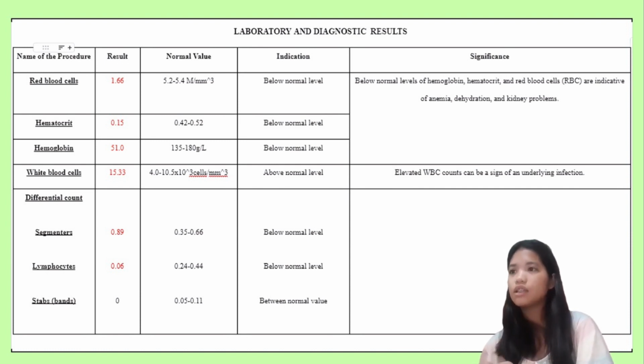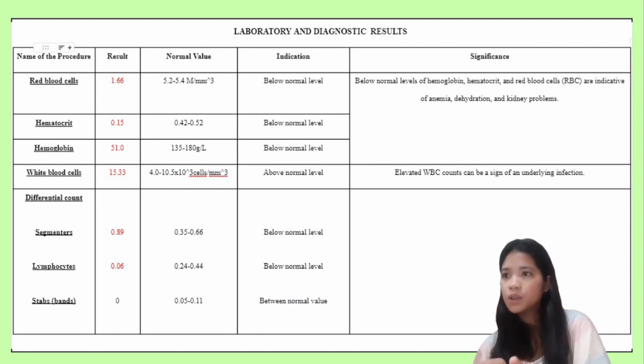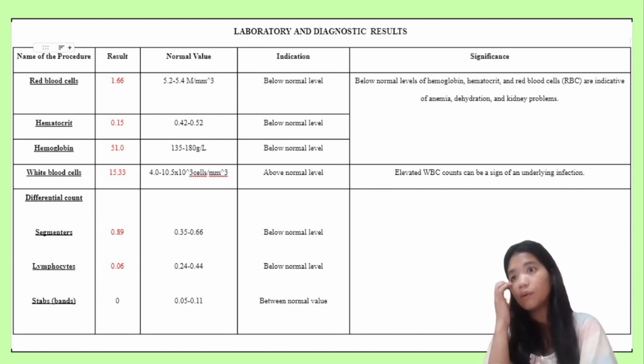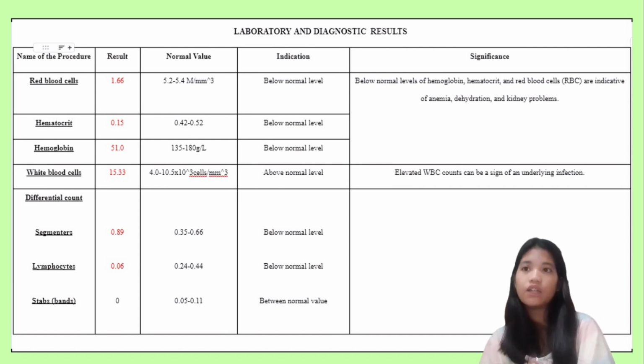So next is the white blood cells. The white blood cell result of the patient is 15.33 and the normal value is 4.0 to 10.5. So the patient is above normal level. And elevated WBC or white blood cell counts can be a sign of underlying infections.